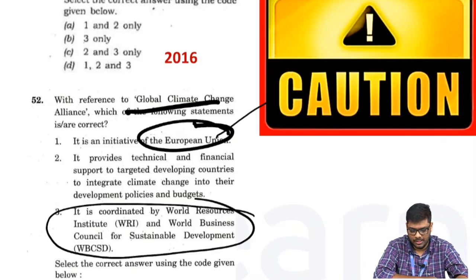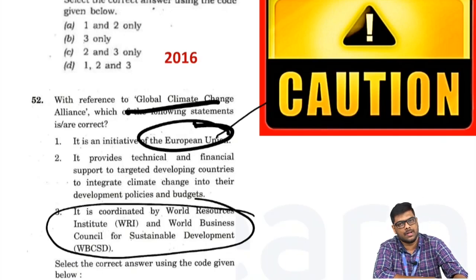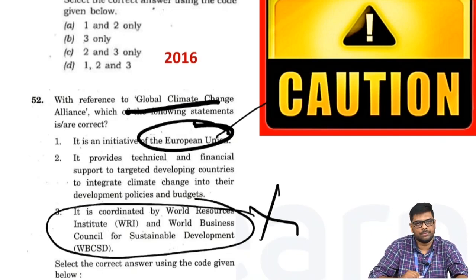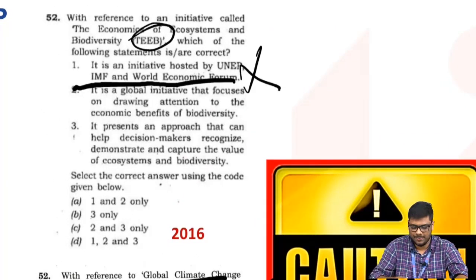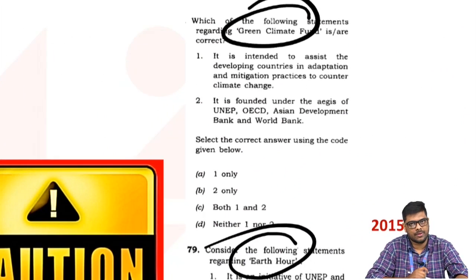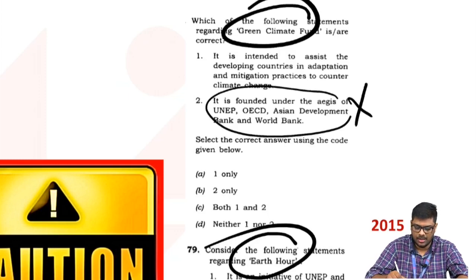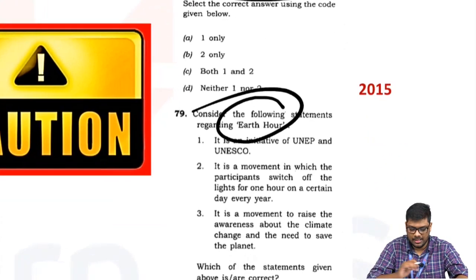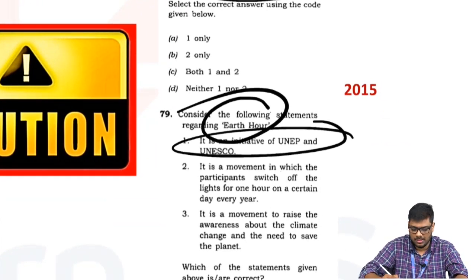It is coordinated by the World Resources Institute and the World Business Council for Sustainable Development. That statement was also wrong. Okay, so multiple organizations, wrong statement. Multiple organizations, wrong statement. Here also, Green Climate Fund: it was handled by UNEP, OECD, ADB and World Bank. Multiple organizations, again wrong. Then regarding Earth Hour, UNEP and UNESCO. Multiple organizations, again wrong.